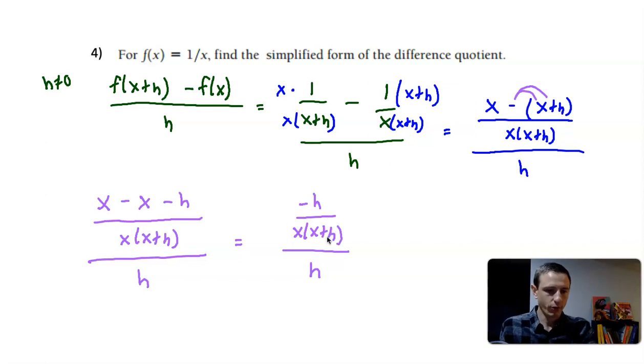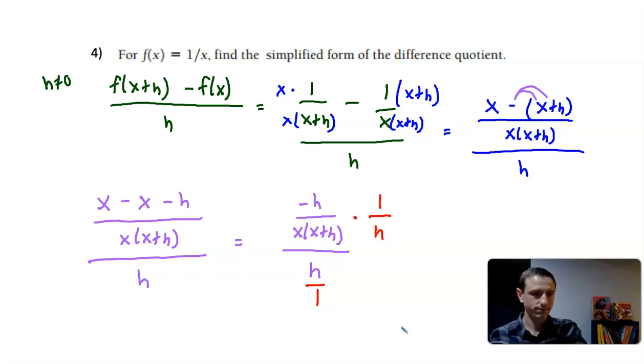Now we're kind of at a moment where, all right, I took care of that. That was pretty fun. Now I have to move forward with this process. So I have this fraction being divided by h. Now remember, it's divided by h over 1. So if we're dividing by h over 1, what we're really doing is we can multiply by 1 over h. So then we're left with negative h over x times x plus h times 1 over h.